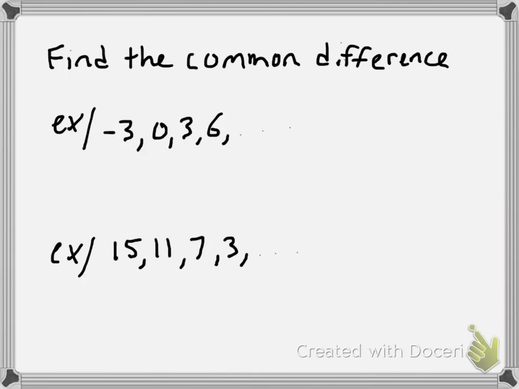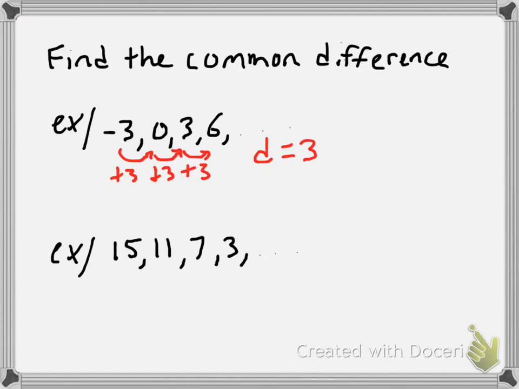Alright, so for example, just like ones you're going to see in your homework, for these two, it says find the common difference. Again, your common difference is you're finding what you're adding each time. So we're looking from 3 to 0, from 0 to 3, from 3 to 6. Every single time we are adding 3 to get to the next number. So that means my common difference is just a 3.